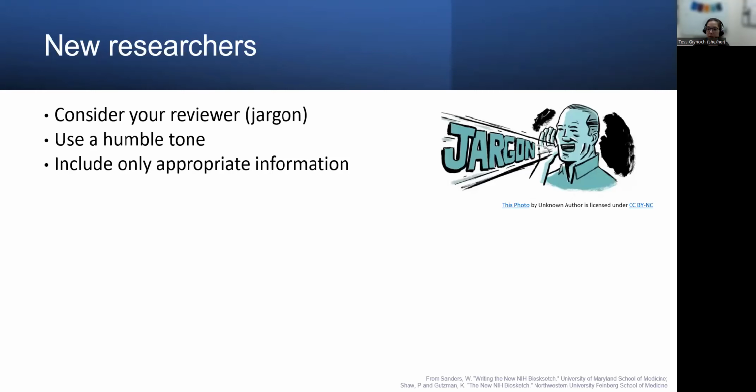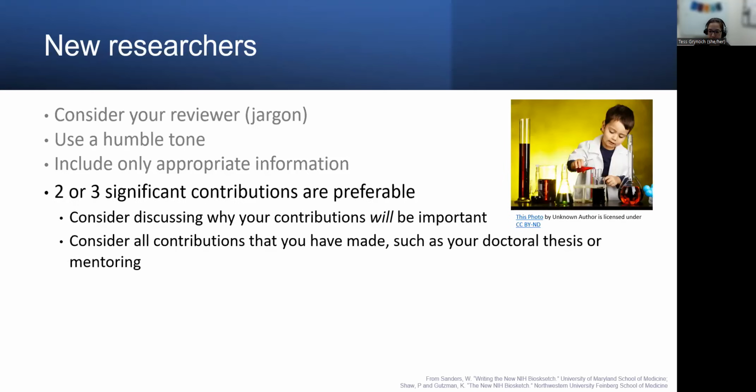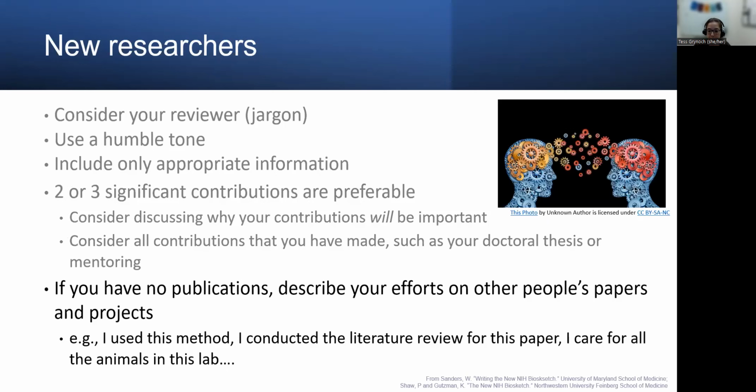And if you're writing your biosketch as a new researcher, here are some tips you should keep in mind. So you want to consider your viewer, avoid excessive jargon, and use a humble tone. Also include only appropriate information. 2 to 3 solid significant contributions are preferable to 5 mediocre contributions. And also consider discussing why your contributions will be important. And also contributions you've made, such as your doctoral thesis or mentoring.